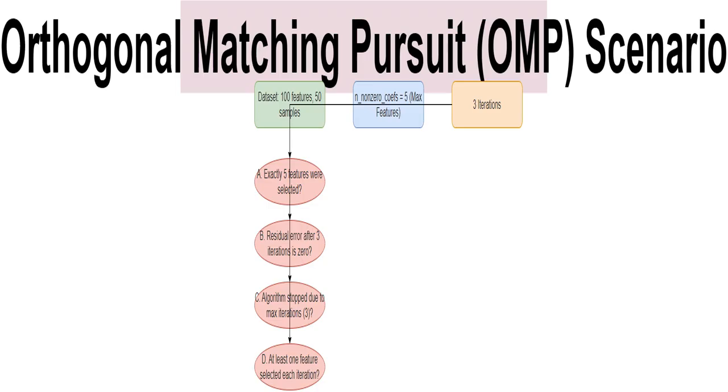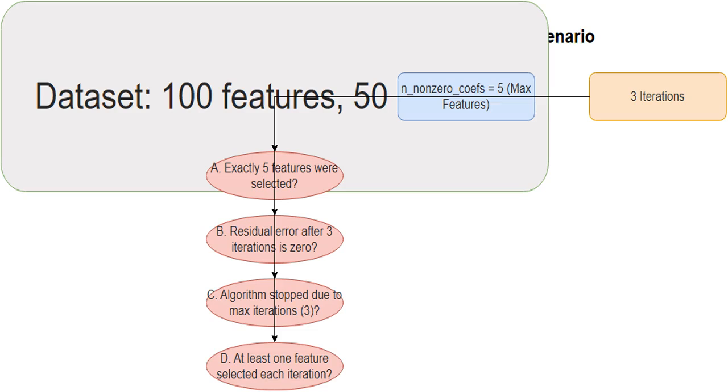We're using the orthogonal matching pursuit algorithm, a method for finding a sparse solution in regression problems. Think of it as a smart way to select only the most important features from a large dataset. It's like choosing the key ingredients in a recipe to achieve the best result, instead of using everything. Our data has 100 different characteristics, features, and 50 different examples, samples. Think of features as ingredients and samples as different recipes. We use this to build our prediction model.